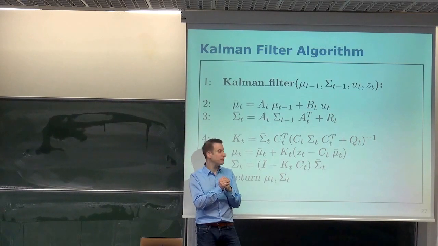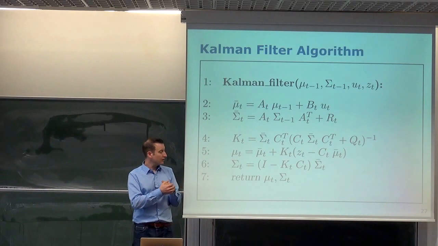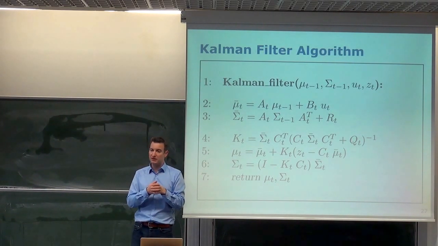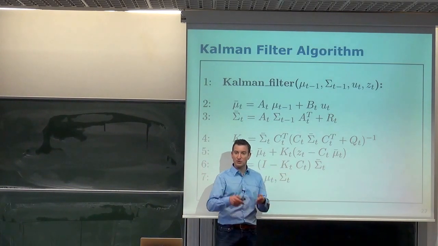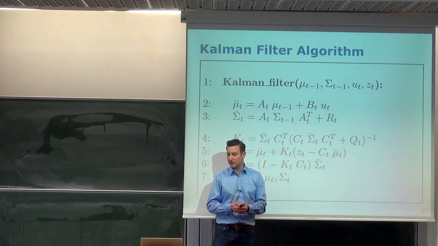And then the last step, we have again an update of the information matrix, of the covariance matrix of the belief. Taking this Kalman gain into account, so this weighting between the uncertainty they had before, the uncertainty of the observation, and the weighting term in there.